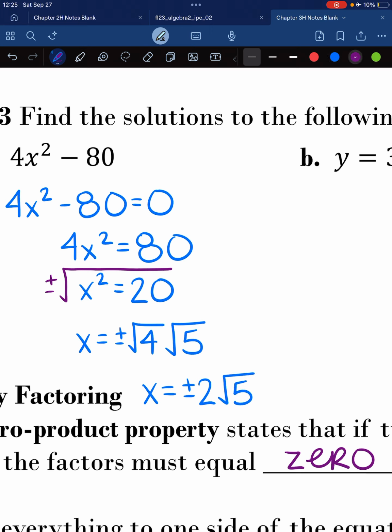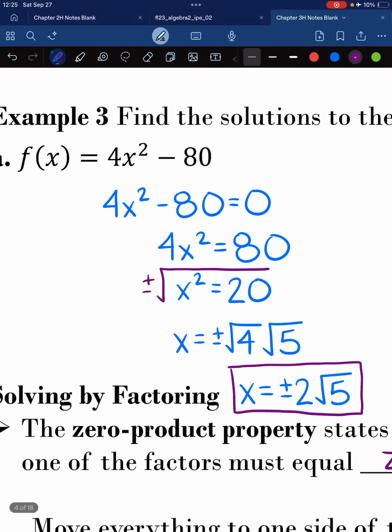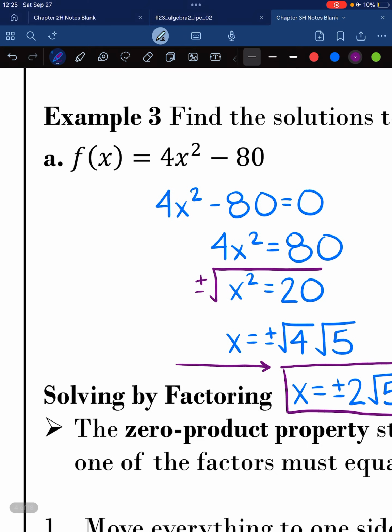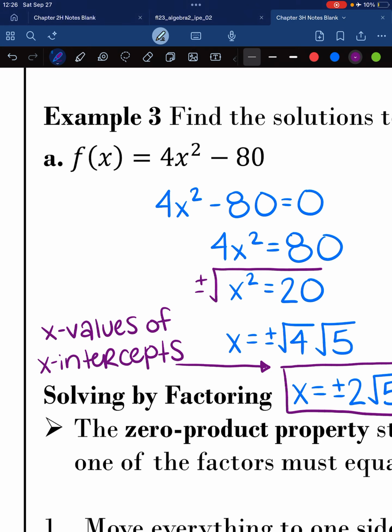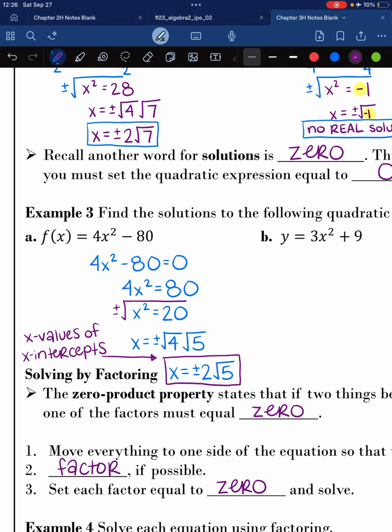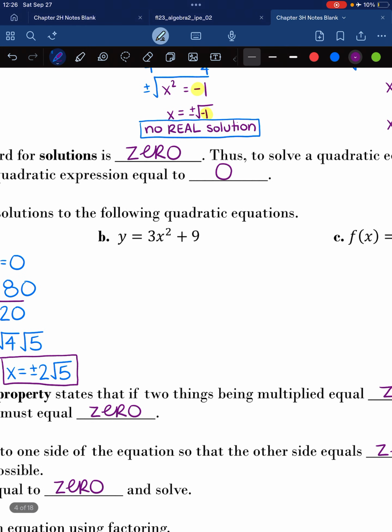And so these are my zeros, or my solutions, or, and this is a great connection, these are the x values of the x-intercepts. Because we know that x-intercepts are the same vocabulary as solutions and zeros. Right? So these are all really important things for us to know. And I know I say that about everything, but everything in Algebra 2 is so important. Okay, let's look at B.